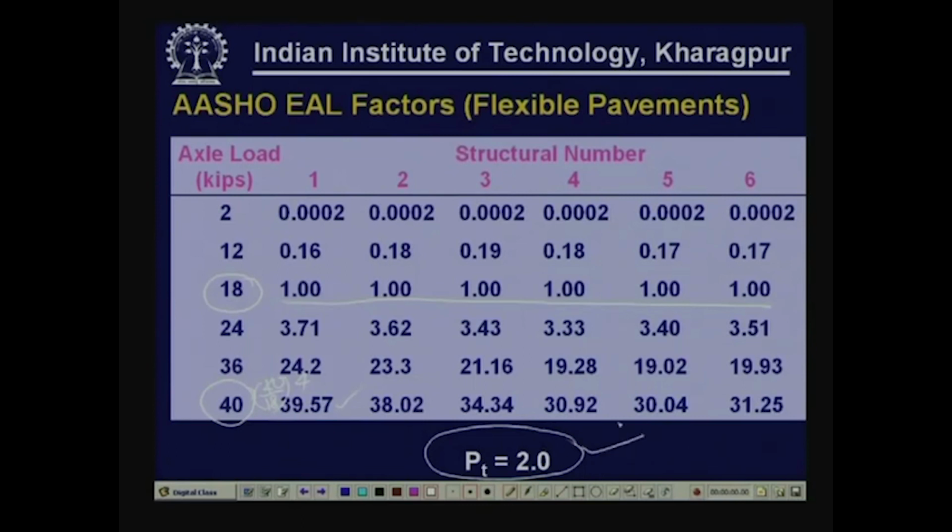whose terminal condition is defined in terms of a terminal serviceability index value of 2. We will not discuss this right now, but this is for a specified definition of serviceability, and for different types of pavements defined by what is known as structural number. The higher the structural number, the stronger is the pavement. So, for different structural numbers, you have different equivalent standard axle load factors. We cannot have the same equivalent axle load factor for all types of pavements and for all types of performance definitions.